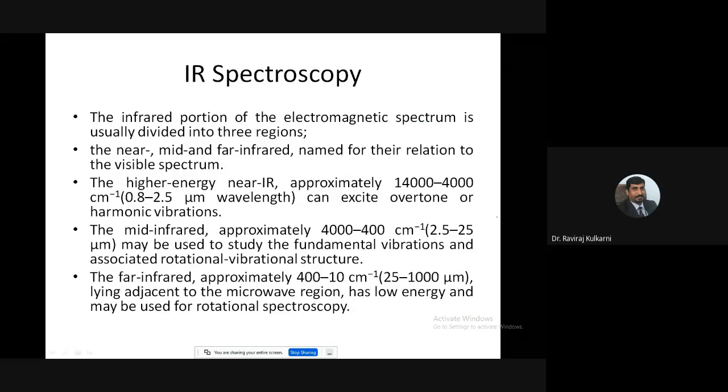The infrared region is divided into near infrared, mid infrared and far infrared. Near means near to the visible range. From 0.8 micrometer, or 800 nanometers, to 2.5 micrometers, or 2500 nanometers, we call it near infrared. Mid infrared is 2.5 to 25 micrometers, or in nanometers, 2500 onwards.